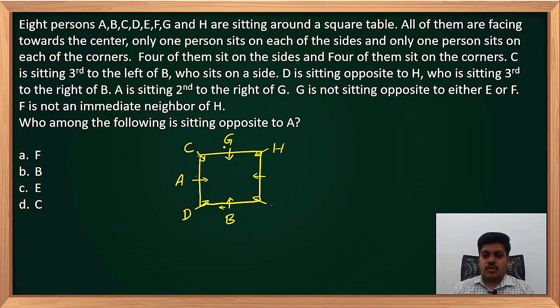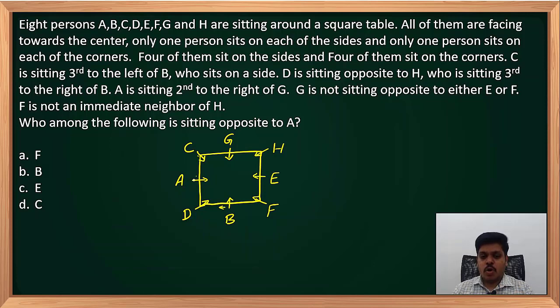As the question says, A is sitting second to the right of G. G is positioned here and the second position is A. It is absolutely fine. Then G is not sitting opposite to either E or F. It is also satisfied. Then F is not an immediate neighbor of H. So F cannot be here, so F must be here only. So A, B, C, D, and E is not there yet, so E can be here. This is the arrangement.